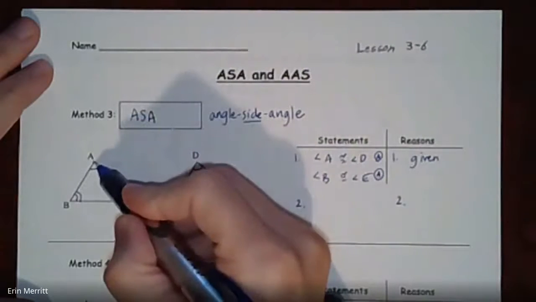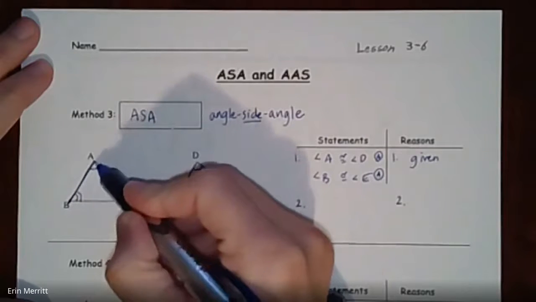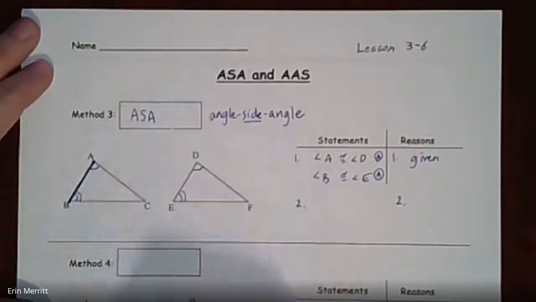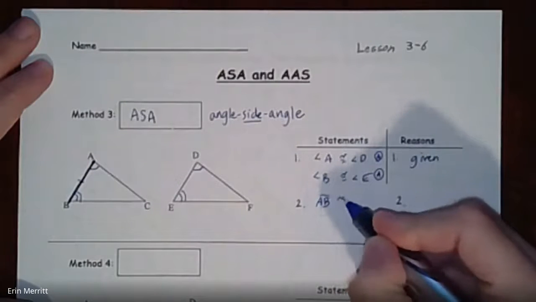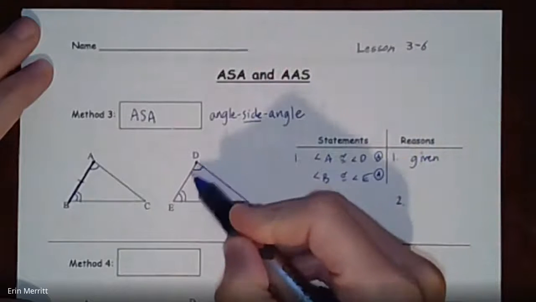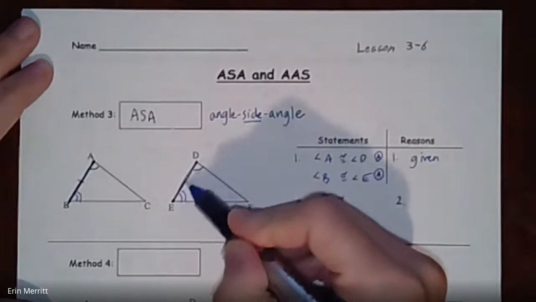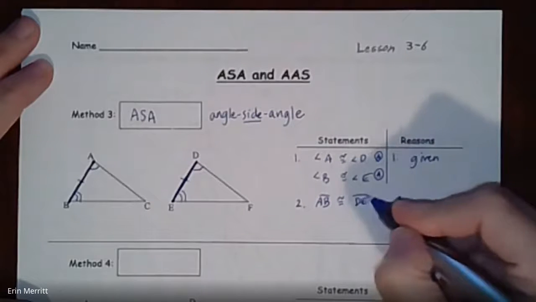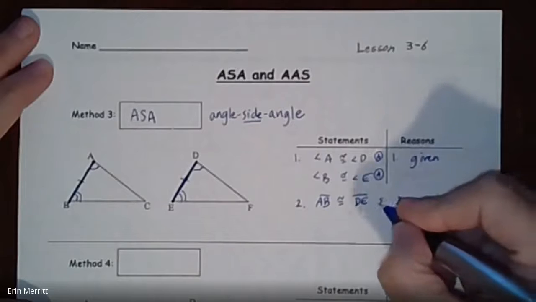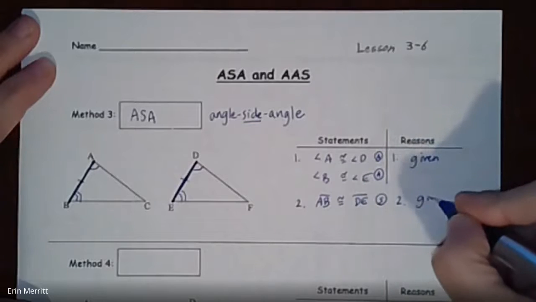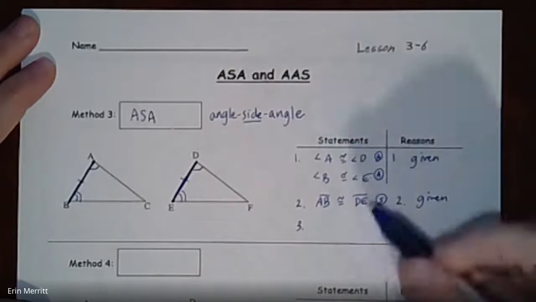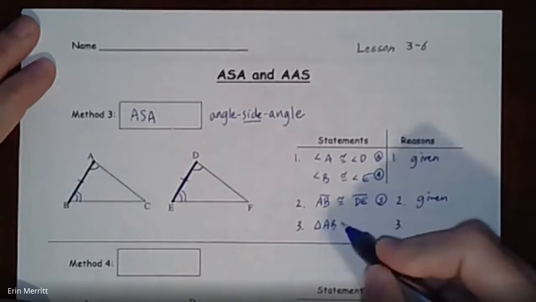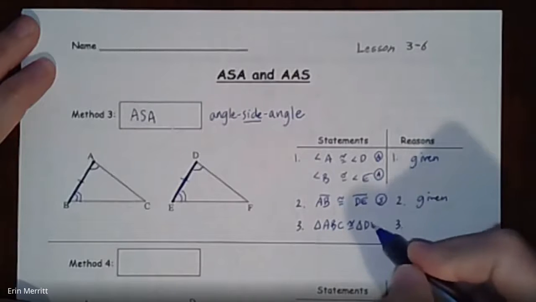So if I connect A to B, I'm highlighting that side between them. That's the side that I would have to have. So I would have to know that side AB is congruent to, again, connect angle D to angle E, that side that connects them. That would be the side I need. So DE. So if AB is congruent to DE, there's my pair of sides. And again, I'm going to say it's given to you. And that would allow me to say that triangle ABC is congruent to triangle DEF.